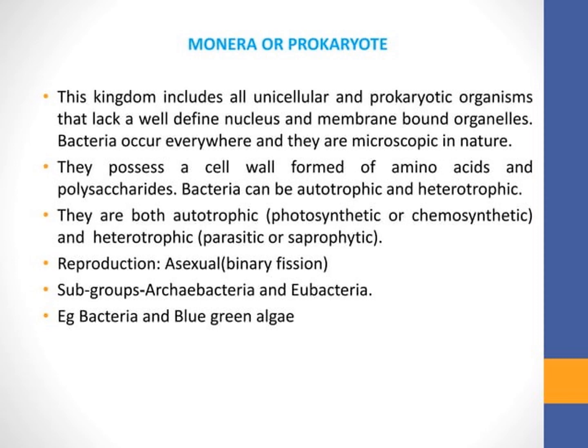Reproduction is asexual in this kingdom, that is, binary fission. Only one parent is involved. Subgroups are Archaebacteria and Eubacteria. Examples are bacteria and blue-green algae.